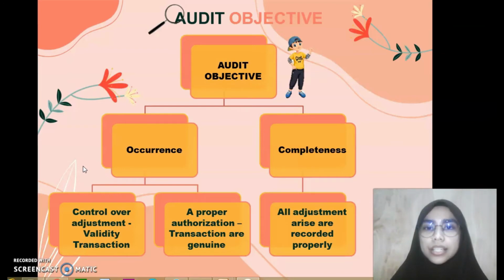The second occurrence is a proper authorization of uncollectible receivable transactions should be made to make sure the transactions are genuine. The second audit objective is completeness. All adjustments arising are recorded properly, which means all discount, sales return and allowances, and bad debt arising during the period are recorded properly as sales adjustment in the account.